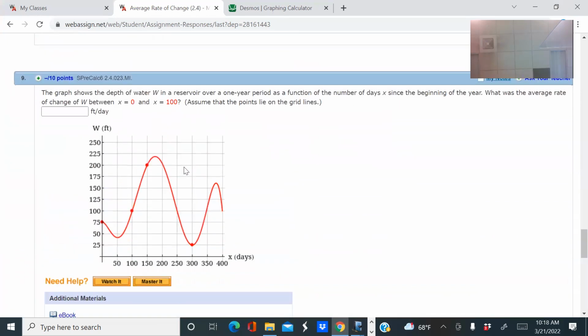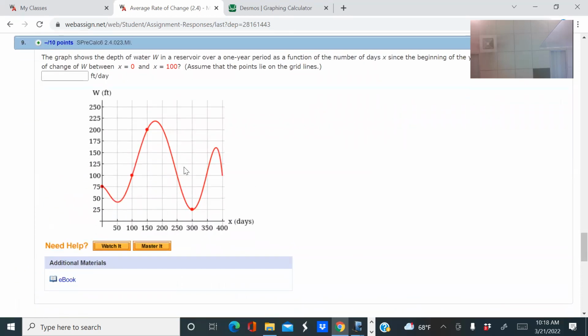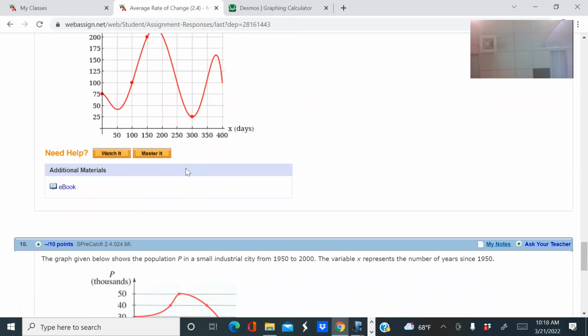In some of these graphical problems where you're computing average rates of change, you have to read the graphs, right? So try to read them carefully so that you give accurate answers to WebAssign, so that WebAssign won't count off. All right.